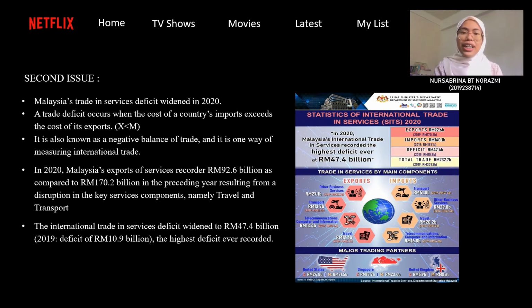As we can see from the statistics here, in 2020, Malaysia's exports of services recorded 92.6 billion compared to 170.2 billion in the preceding year, resulting from a disruption in the key services components, namely travel and transport. Simultaneously, imports of services decreased to 140.1 billion as against 181.1 billion in 2019.